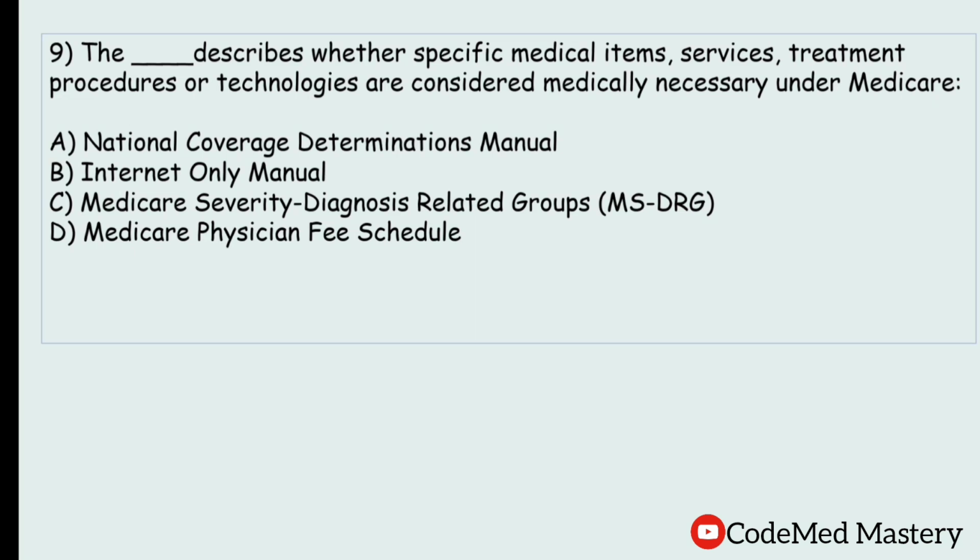Next question. What describes whether specific medical item, services, treatment, procedures or technologies are considered medically necessary under Medicare? The correct answer is option A, National Coverage Determinations Manual. National Coverage Determinations Manual provides guidance on whether specific medical items, services, treatments, procedures, or technologies are considered medically necessary and are therefore covered under Medicare. Next question.